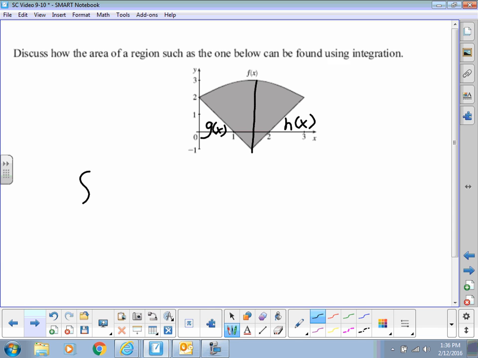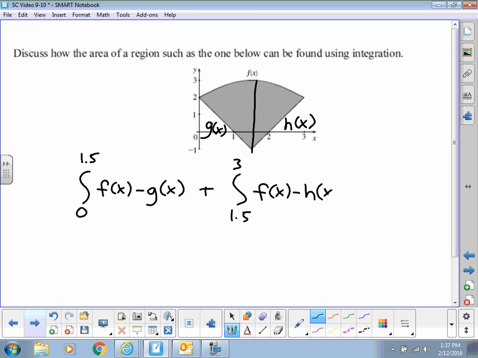So we would first do an integral from 0 to, it looks like 1.5, of f of x minus g of x. And then we would have to add on an integral from 1.5 to 3, it looks like, of f of x minus h of x. And each of these are in terms of x, so we would have a dx at the end. And then you would go ahead and do the antiderivative, do your integral of each, and then find your area. Okay, but that's our general strategy of what we're going to do. And we're going to use that in our next problem.